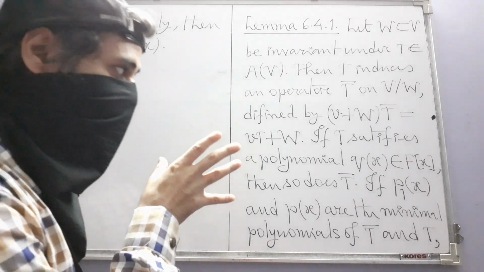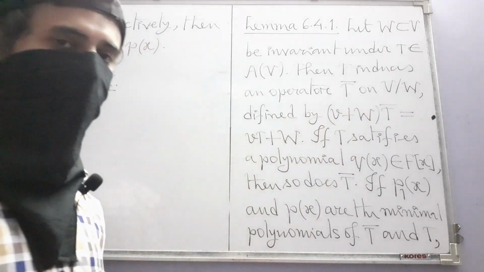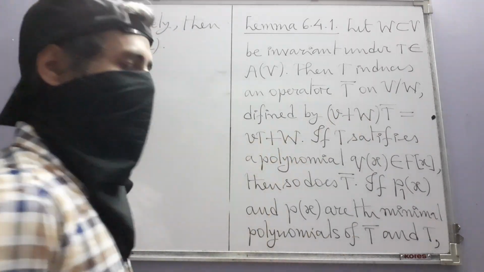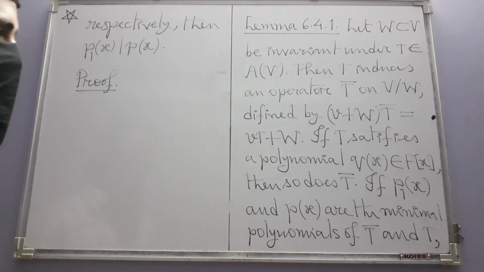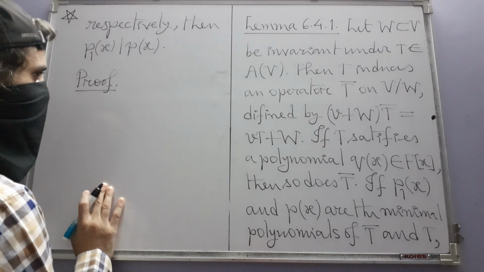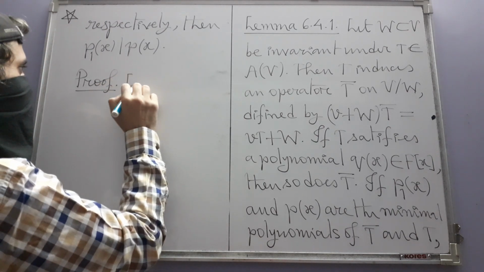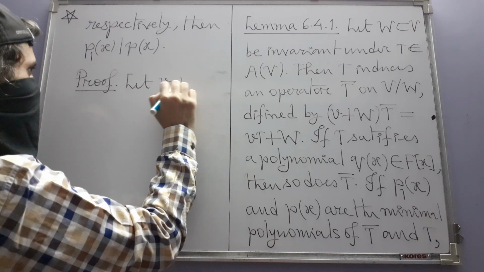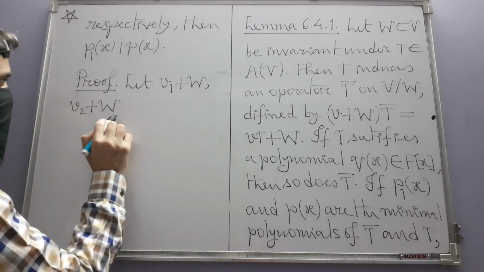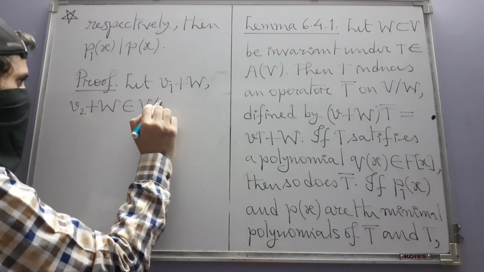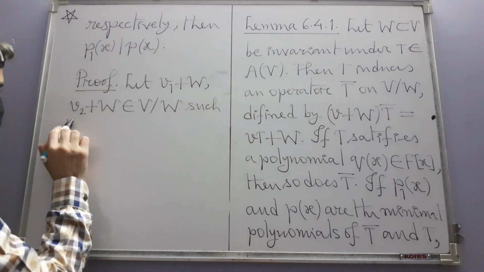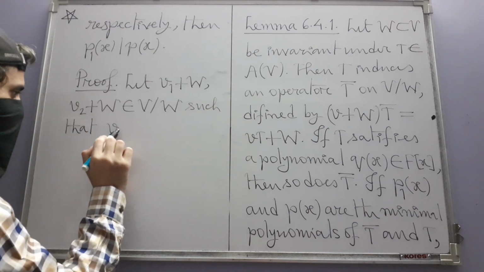However, that alone doesn't tell us that T bar is well defined. We also have to show that each input has a unique output. That fact also needs to be taken care of. So this is how we are going to show well-definedness. Let V1 plus W and V2 plus W belong to the quotient space such that they are the same thing.